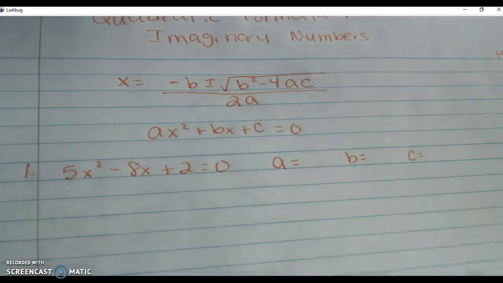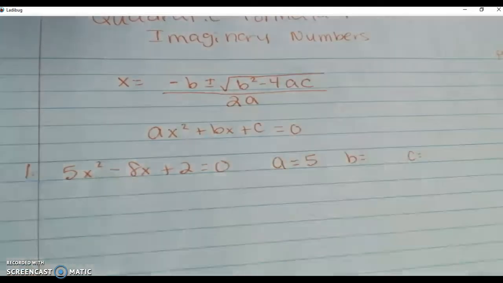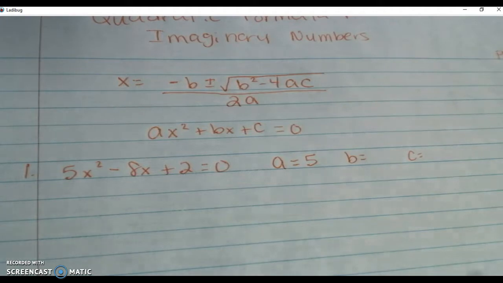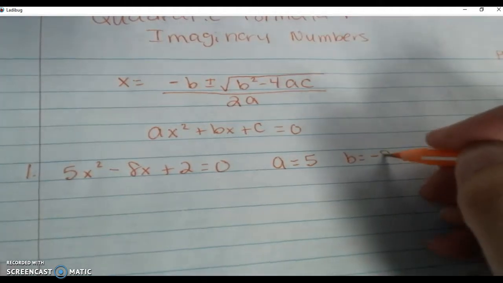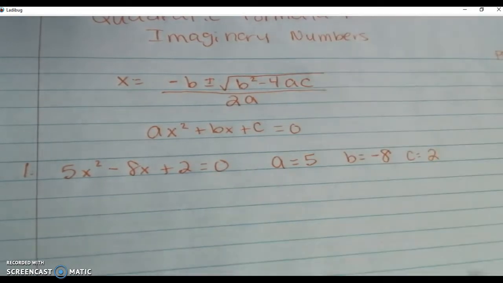So what is A in this problem? 5. Good. So A is what's in front of the x squared. What is B? Negative 8. And how about C? 2. Good. Any questions on getting those three numbers? Okay. So now we just plug them into the formula.